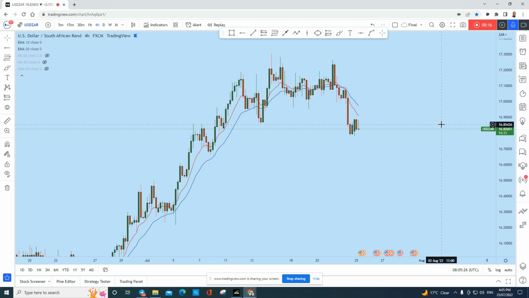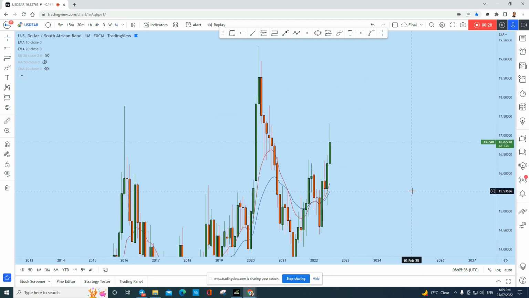Now, before we discuss what it is, let's do a complete multi-time frame analysis, and then we'll come back to this time frame to see how we can trade USD ZAR. Now let's look at, first of all, the bigger picture, the monthly time frame.